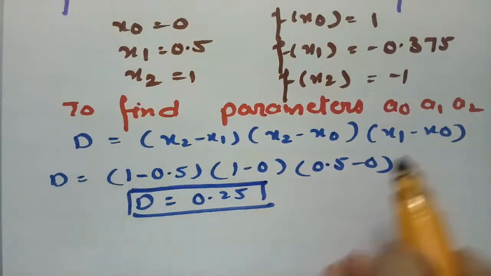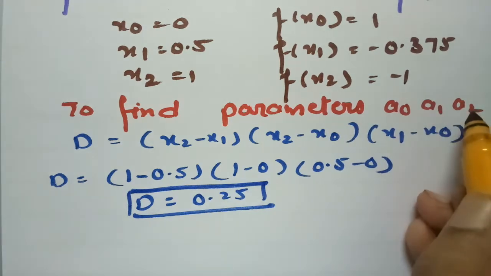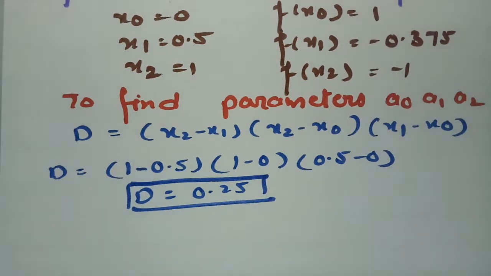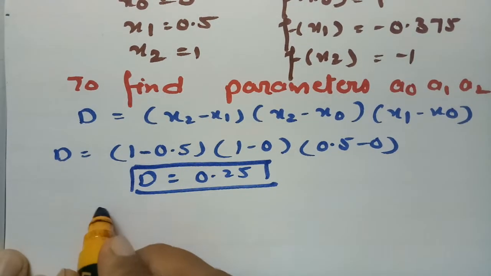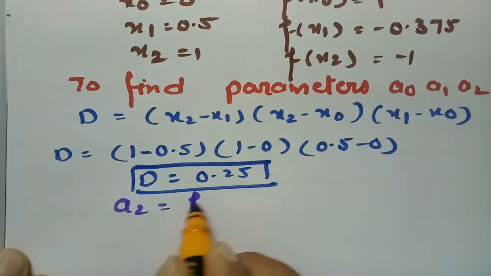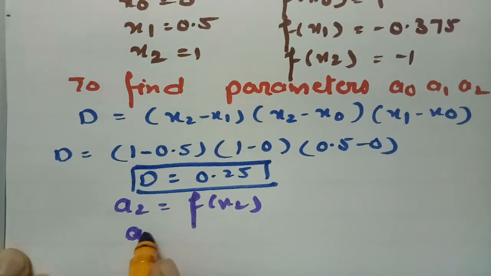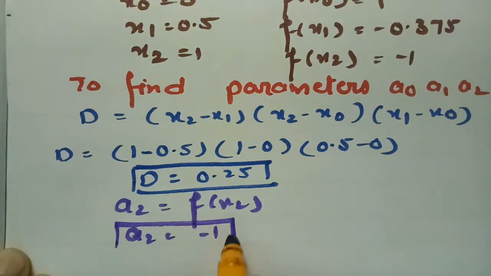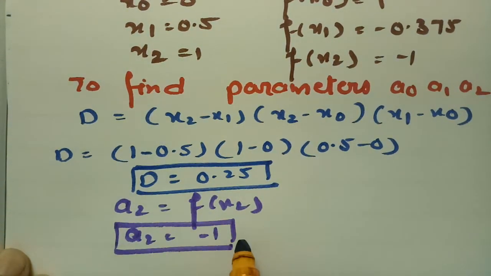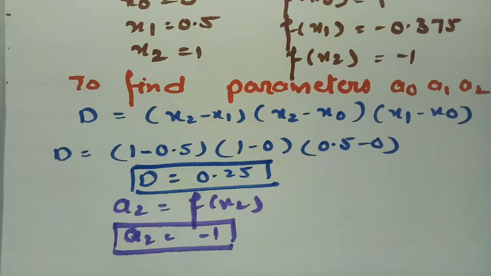Next, we need the parameters A0, A1 and A2. According to our working rule, A2 is nothing but f of x2. What is f2? The f2 value is minus 1. So we got the value of A2 as minus 1. And we need the value of A1 as well as A0.